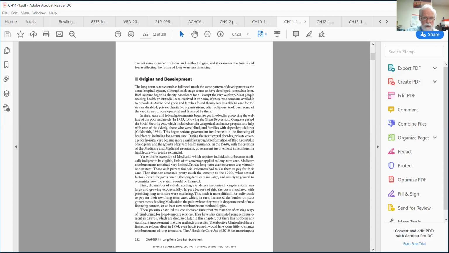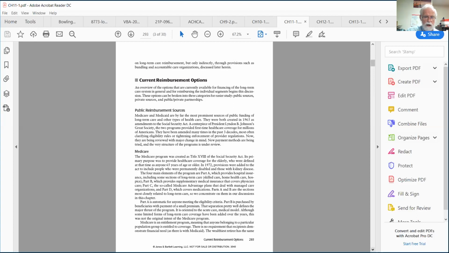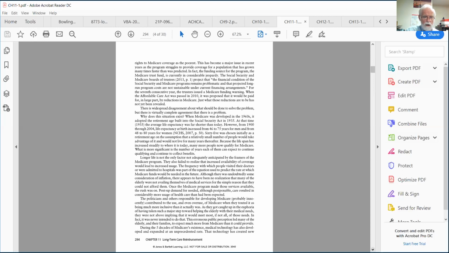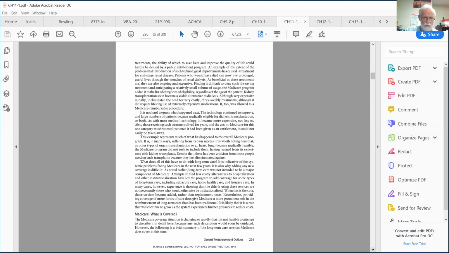But the issue here is that we've gone through a lot of stuff. It's really worth it. But the guts of this chapter starts on 293 with current options. Public, as we talked about, Medicare and Medicaid are the really big boys here in terms of various healthcare services for long term. They're the largest funder and payer for nursing homes, for other long-term care, for home health, for hospice, for all of these things.